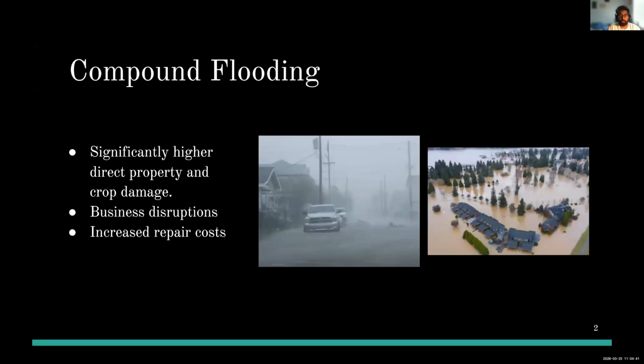To understand why compound flooding matters, we first need to take a look at its impact. These events lead to significantly higher direct property and crop damage compared to single source floods. Beyond the immediate destruction, they cause prolonged business disruptions and exponentially increased repair costs for affected communities. A quick example we've seen in recent times, at least in my home community of South Florida, was when Fort Lauderdale Airport completely shut down and thousands of flights were grounded, both domestic and international.